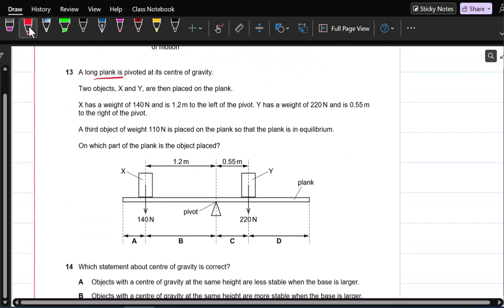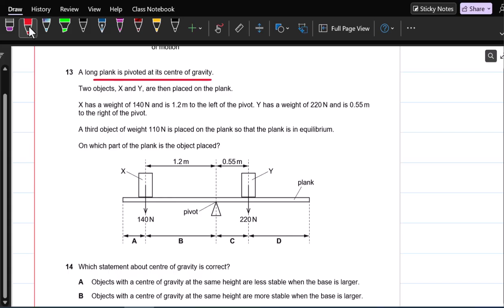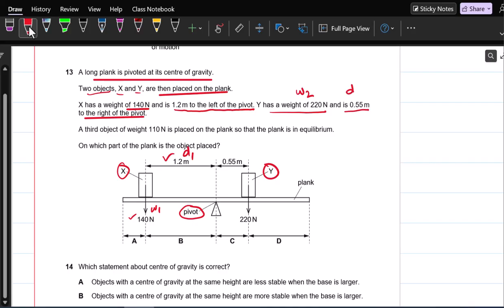Question number 13. A long plank is pivoted at its center of gravity. Here you can see a pivot point. Two objects X and Y are then placed on the plank. X has a weight of 140 Newton and is 1.2 meter to the left of the pivot. You can see these readings. I name this as W1 and this is D1. Y has a weight of 220 Newton, that is W2, and is 0.55 meter to the right of the pivot. This is going to be D2.